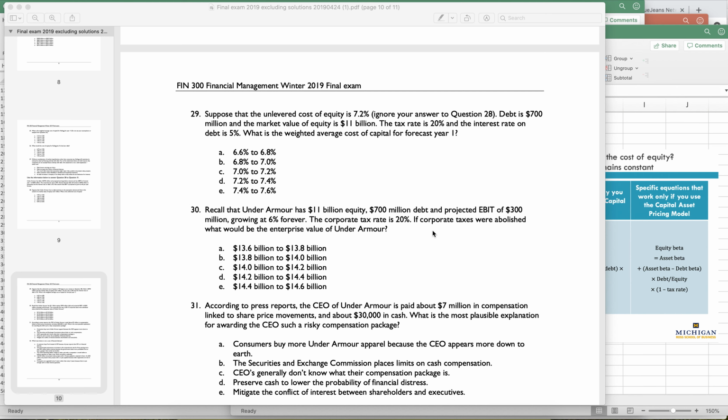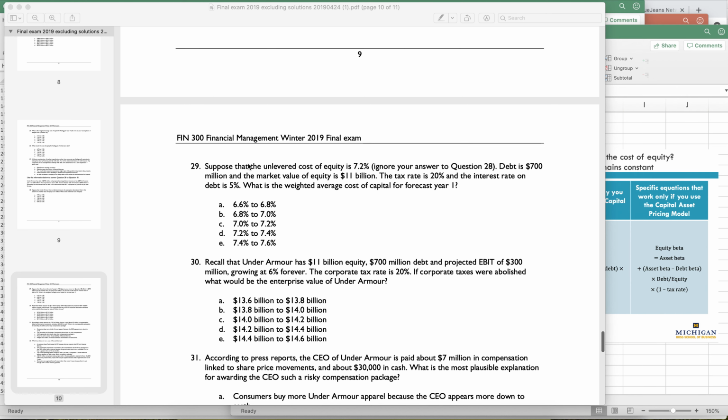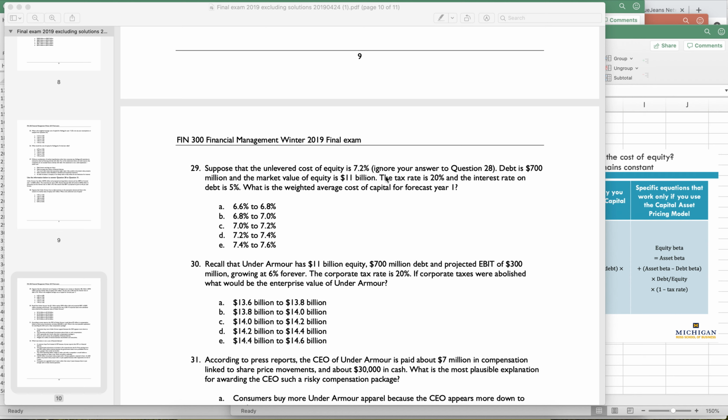Okay, so this is question 29. We are ignoring some information from question 28. We have debt of 700 million, equity of 11 billion, tax rate is 20%, interest rate on debt is 5%. What's the weighted average cost of capital in year one?